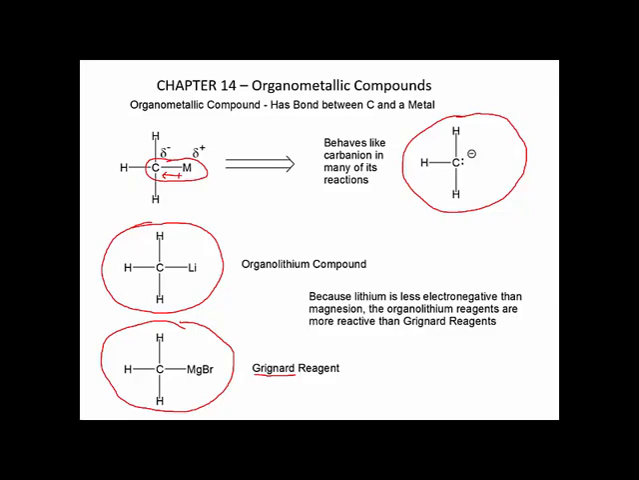If we look in the periodic table, what you find is that lithium is less electronegative than magnesium. Therefore, the organolithium reagents are going to be more reactive than Grignard reagents in most of the reactions where we use them. However, I think for most of the reactions that we actually discuss, these two are pretty much interchangeable.